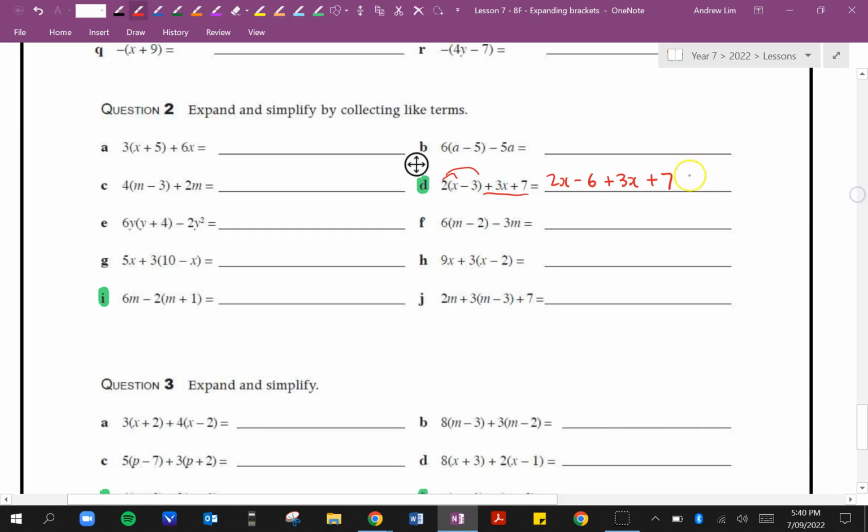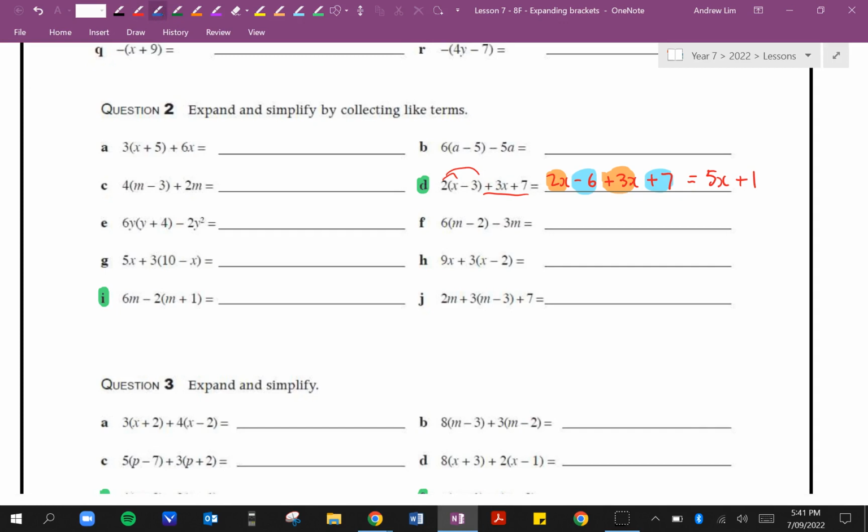And now we can collect like terms. We can see that our like terms here, 2x plus 3x, remember the sign belongs to what comes after it, as well as minus 6 plus 7. So 2x plus 3x is 5x. Minus 6 plus 7 is positive 1. And that's our answer. It is not 6x. It's just 5x plus 1.